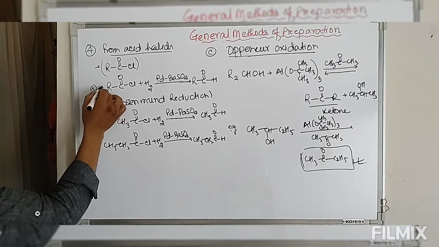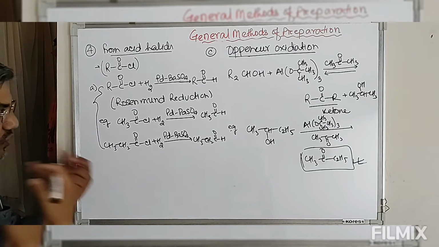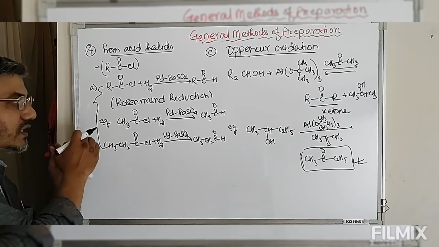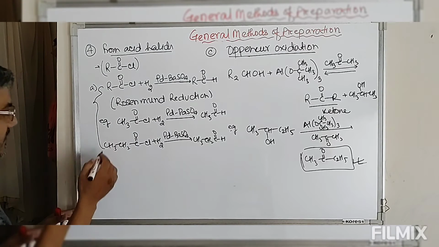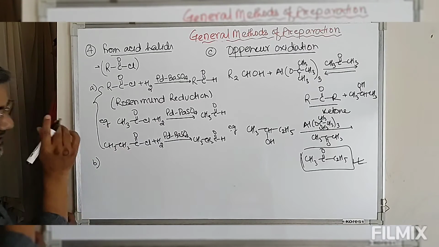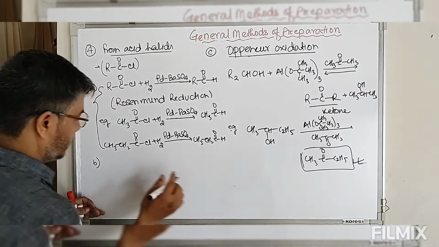So the fourth reaction is Rosenmund reduction. By this Rosenmund reduction, only aldehydes can be prepared. Number 2 reaction. Now again we are using this acid halide. We are starting from this acid halide. Now this is acid halide reduction with DIBAL.